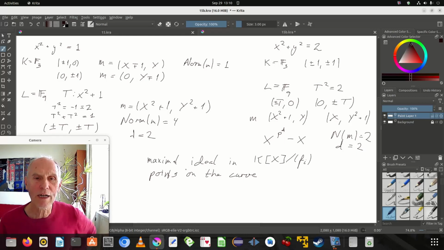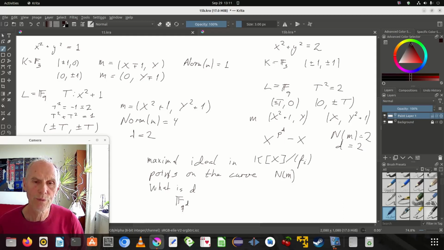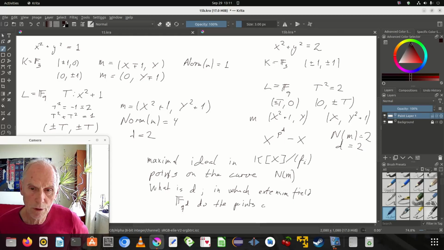The next thing is to generalize it, and points on the curve. That is of course the norm of the ideal. Next, what is d? So that means in which extension fields of Q do the points occur.